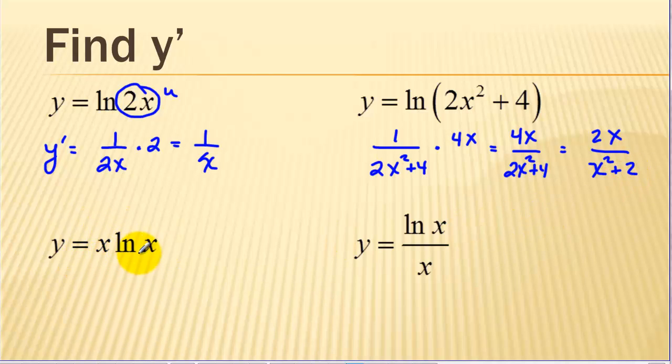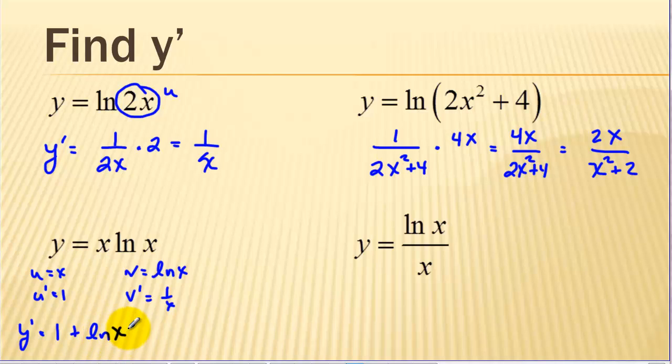Here we have an x in the front. We're going to need to use the product rule. Our v will be the ln of x, and v prime will be 1 over x. So when we cross multiply here, we get x times 1 over x, which would be 1. And then here we get plus the ln of x.